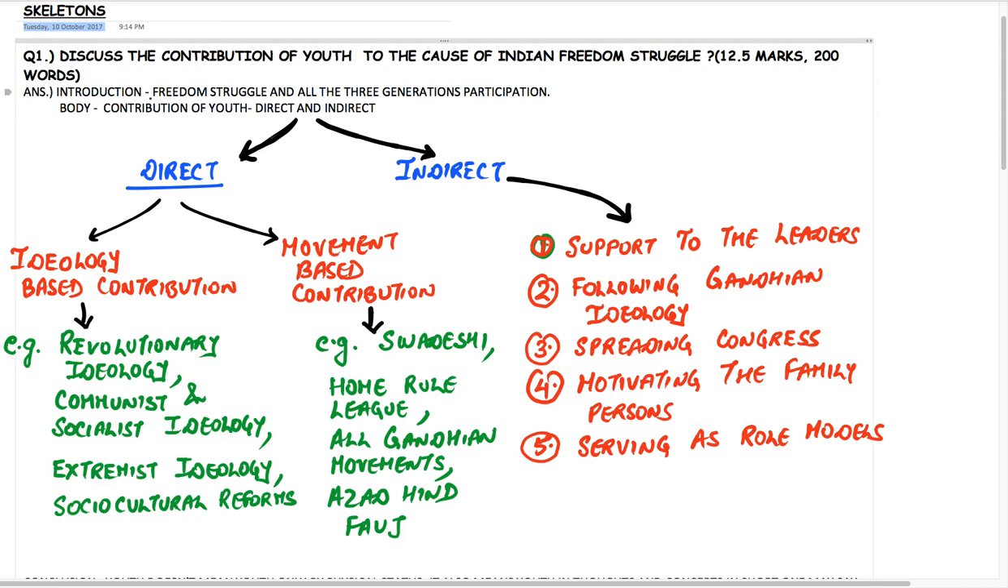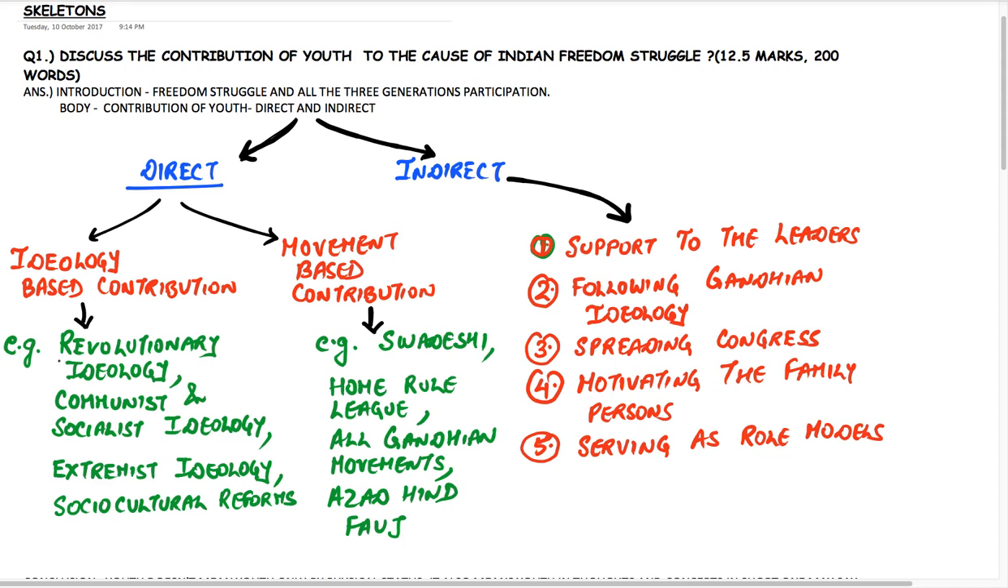Next, in the body we can discuss the contribution of youth in 2 perspectives, direct and indirect. Any section of population, if it contributes in the freedom struggle, it contributes in a direct way, and that section also contributes in an indirect way. So let us have a look at the direct contribution of the youth. Direct means youth participated directly in some movements and gave some ideologies directly. Let us look first at ideology based contribution. Ideology means concept based contribution, thought process based contribution.